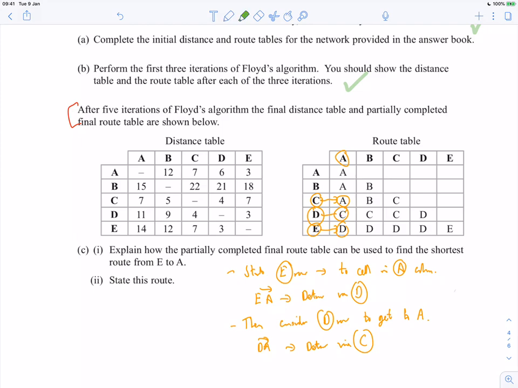Whereas this table was saying to go from E to A, we have to go to D first, because it's in the A column. And then to go from D to A, in the A column, we have to go to C, and then C to A, in the A column, we have to go to A. So here's my explanation, and state this route, well, that's easy. We go from E, take a detour to D, then from D, take a detour to C, and then from C, take a detour to A.